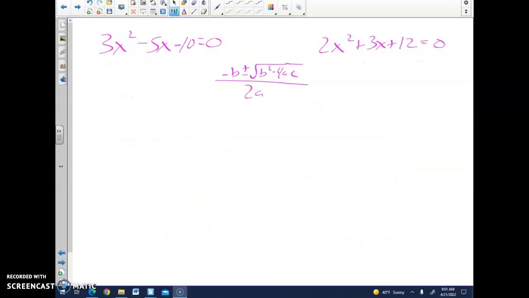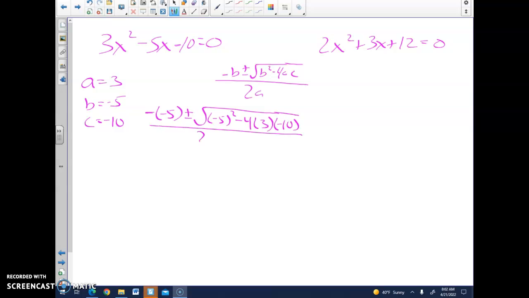So my advice with quadratic formula here: a equals 3, b equals negative 5, c equals negative 10. Having good sign integrity matters here. Okay? It absolutely matters. So, in this particular problem, when I put my b in, it's going to be negative 5 plus or minus the square root of negative 5 squared minus 4 times 3 times negative 10. And that's all going to be over 2 times 3.